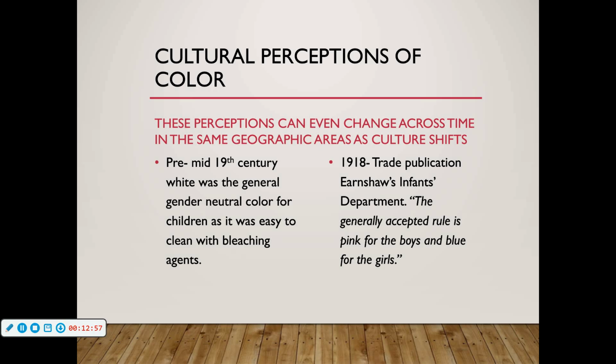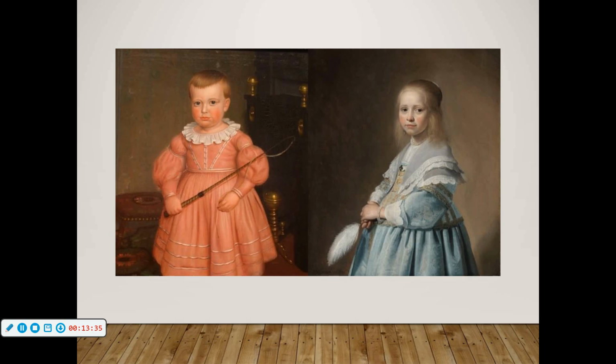So these perceptions can even change across times in the same geographic areas as cultures shift. My example here is pre-mid 19th century, when white was generally the gender neutral color for children because it was easy to clean with bleaching agents. You dress your kids in white and then you bleach the heck out of their clothes every time they get them dirty. In 1918, trade publications such as Earnshaw's Infants Department start advertising that the generally accepted rule is pink for boys and blue for girls. Now that sounds interesting. It is really cute. Right? So here we have pink for boys and blue for girls.